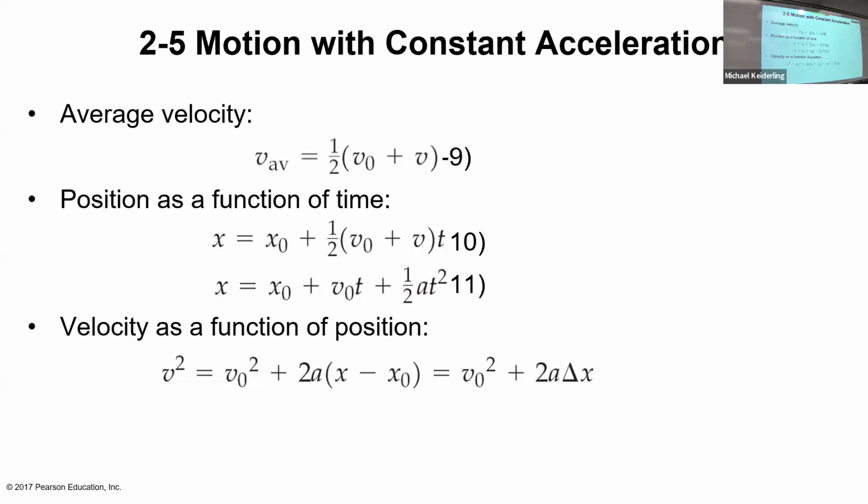And additionally, you can work out an equation for velocity as a function of position, where velocity squared is initial velocity squared plus 2 times acceleration times change in position, delta x. Delta x is final position minus initial position. So these three are the main kinematic equations that are used to describe motion. And most of the motion we deal with will be with constant acceleration.